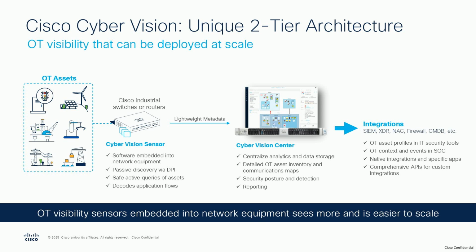Cisco Cybervision leverages a unique two-tier architecture consisting of edge sensors and a central platform, called the center. In a typical scenario, many sensors will analyze network traffic passively and send the results of the analysis to the center. The center will process the inbound data, augment it further and provide access to the user and for integration into other platforms.